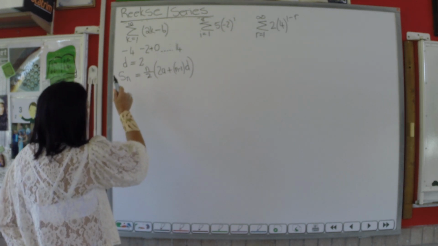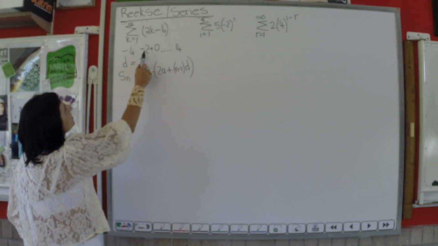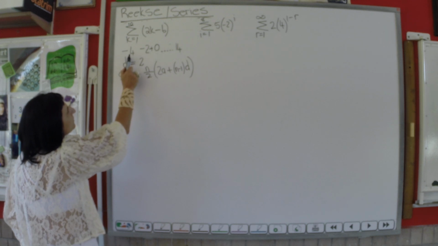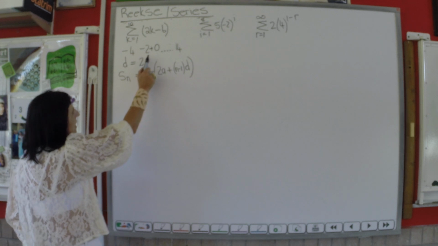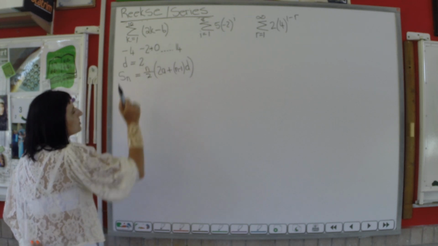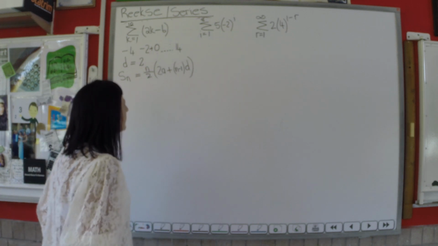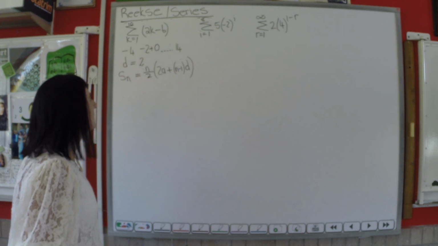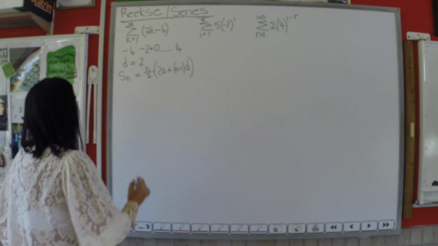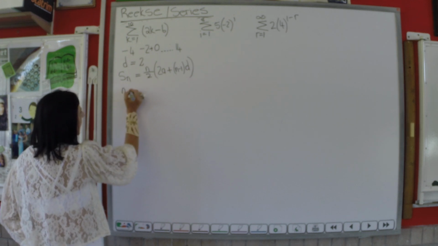So ons gaan kyk, het hy 'n konstante verskil of 'n konstante verhouding. Minus 2 minus minus 4, if you work out the value of d, gives you 2. And 0 minus minus 2 gives you 2 as well. So it's an arithmetic series. So ons gaan skryf ons som van 'n rekenkundige reeks neer, want ons wil dit gaan uitwerk. Okay, let's determine the value of n.